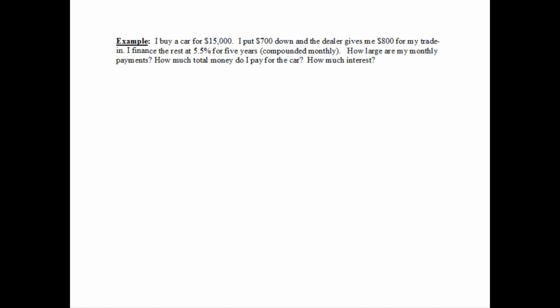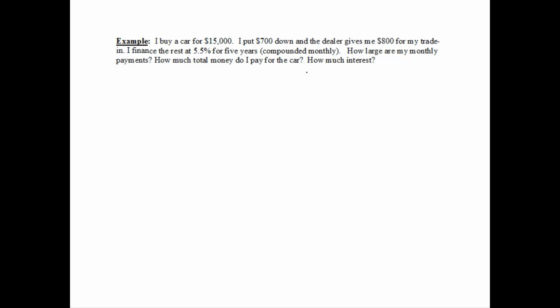Let's do another one. Let's suppose that I buy a car for $15,000. I put $700 down and the dealer will give me $800 for my trade-in. I will finance the rest at 5.5% for 5 years, compounded monthly. This is typical, exactly how a car payment would work. You make monthly payments, the interest is compounded monthly. The car dealers often call it simple interest, but it is simple interest each month, while as a group, the total thing is based on compound interest with monthly payments, which puts us at one of the annuity formulas.